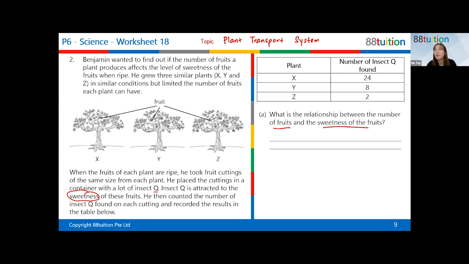Some of you say that this is a little bit related to photosynthesis, can be related. So now I want you all to take note. When you are given questions like these, Benjamin wanted to find out how the number of fruits affects the level of sweetness of the fruits. Do you know the number of fruits here? Yes or no? If you know, tell me you know. If you don't know, tell me you don't know. How do you tell?